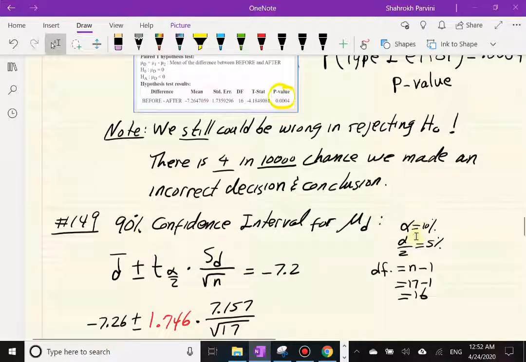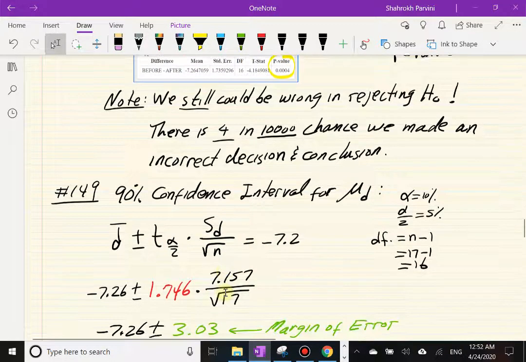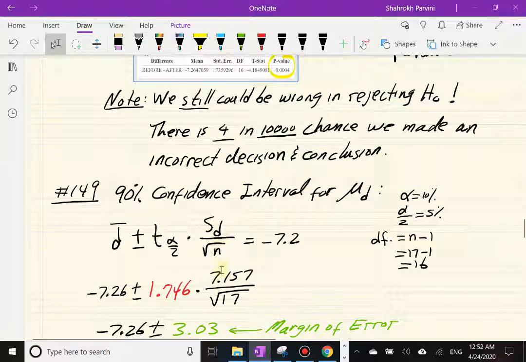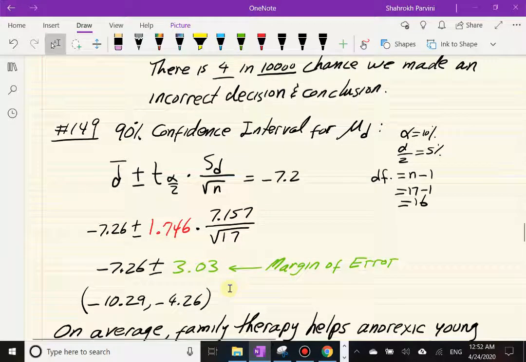For 90%, alpha is 10%, half that 5%. Degrees of freedom, n minus 1, 16. And from the t-table, I can get a t-score of 1.746. Plugged in the numbers for the standard deviation and average difference, and calculated it, that's the output we had. You'll see that output in a minute also. So this is our margin of error.